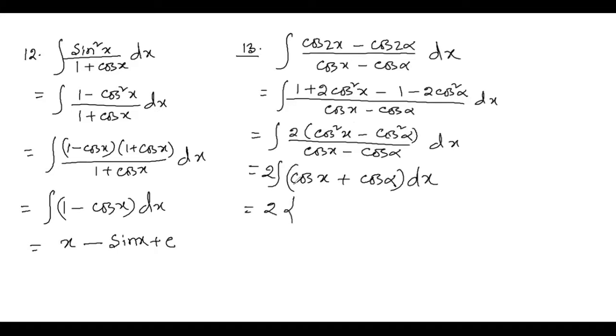So 2 into the integration of cos x, which is sin x, and cos alpha is a constant, so into dx, the integration of dx is x. So plus x into cos alpha plus c. This is the answer of this one.